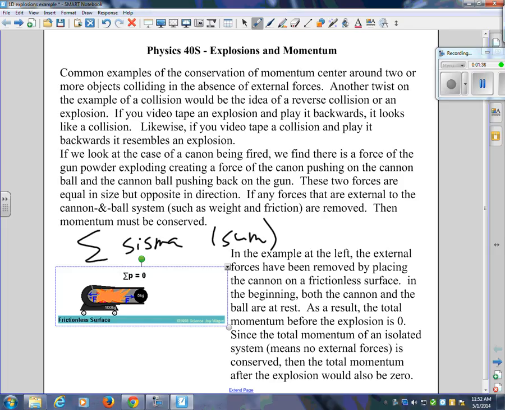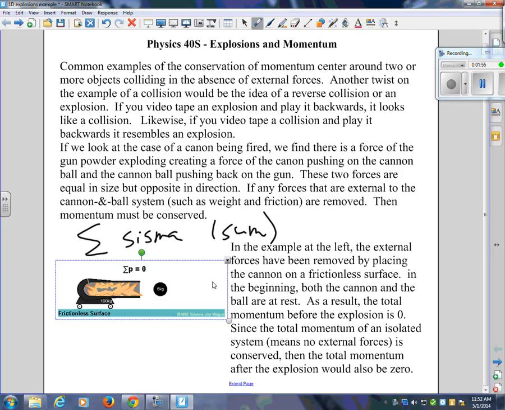So in the example on the left, the external forces have been removed by placing the cannon on a frictionless surface. In the beginning, both the cannon and the ball are at rest. As a result, the total momentum before the collision or the explosion is zero. Since the total momentum of an isolated system, meaning there are no external forces, is conserved, then the total momentum after the explosion would also be zero. Once again, Pi equals Pf. The only difference here is that the initial momentum is a big fat zero.